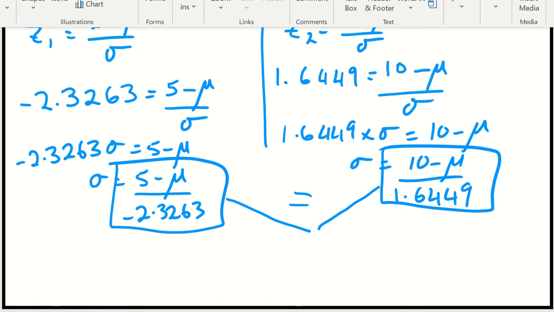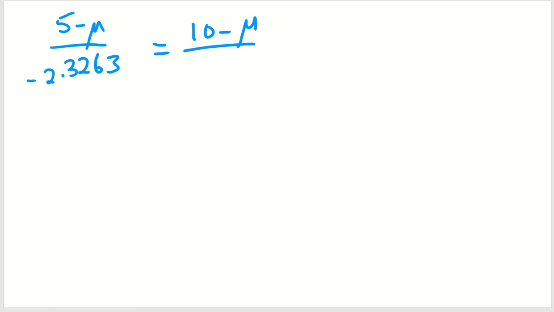So this might take us a second or two, but that's all right. We will get there. All right, so new slide here. So I'm going to take those two formulas, 5 minus the mean over negative 2.3263. That is equal to 10 minus the mean over 1.6449. So fraction equals fraction. Let's see if we remember our rules for algebra for rearranging this. So when we've got a fraction equals a fraction, we can cross multiply. So the bottom on one side times the top on the other, and vice versa.